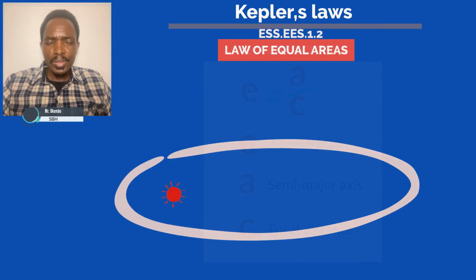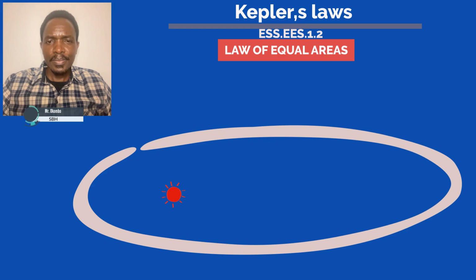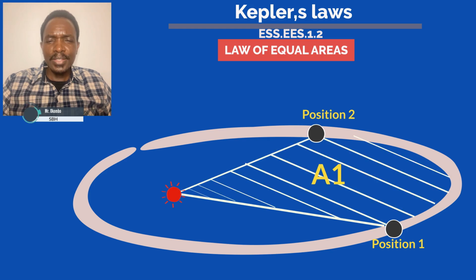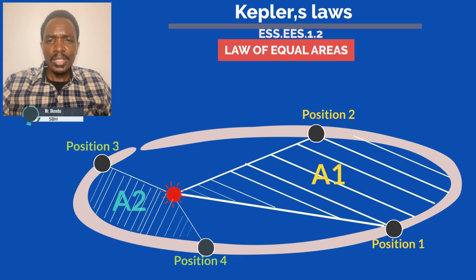Kepler's second law, law of equal areas. A line drawn from the Sun to a planet will sweep equal areas in equal intervals of time. The time it takes for a planet to move from position 1 to position 2, sweeping out area 1, is the same time it will take the same planet to move from position 3 to position 4, sweeping out area 2. Area 1 and area 2 are equal.